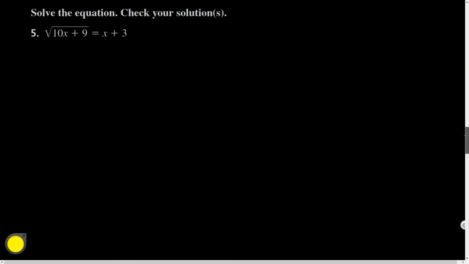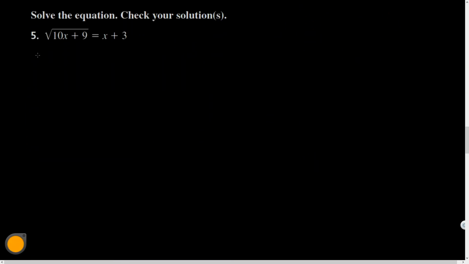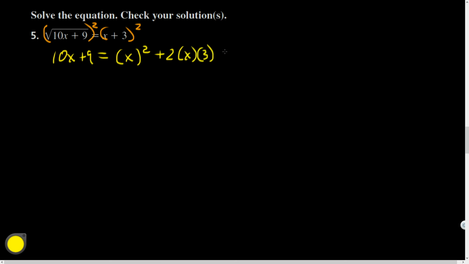All right. For this one, I'll just get to this part. So you would have squared both sides. You would have had 10x plus 9 equals. You would not distribute the exponent over plus, but you would have had a squared plus 2ab plus b squared. And so we would have had 10x plus 9 equals x squared plus 6x plus 9.